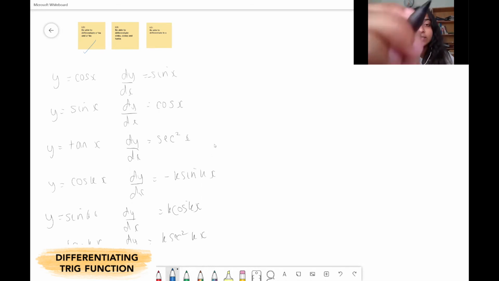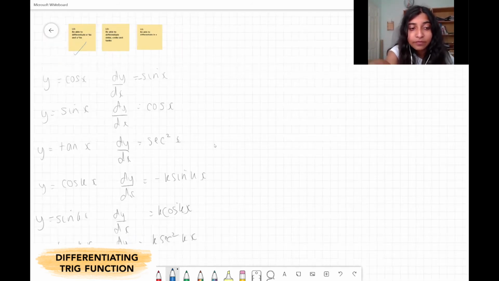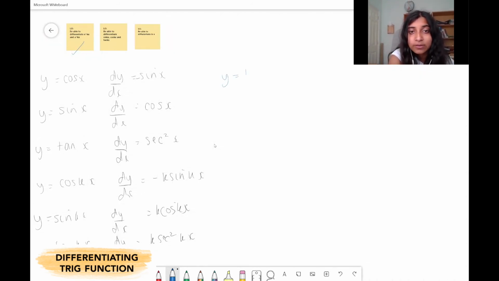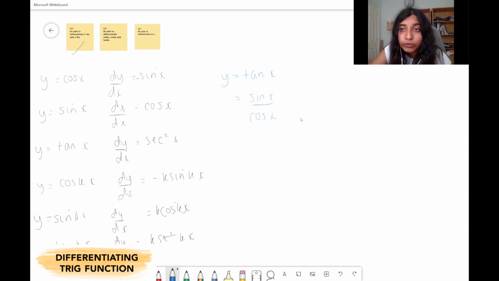So what you do is you remember that if you have y equals tan x, using the identity, that's just the same as sine x over cos x. And now we can use the quotient rule, if you remember, to work this out. So you'd have u is equal to sine x, and v is equal to cos x.